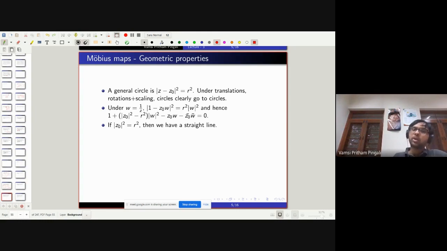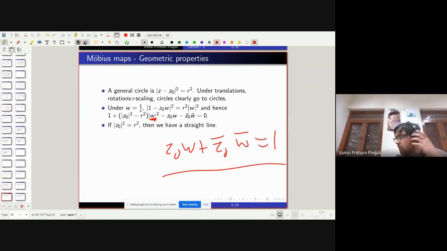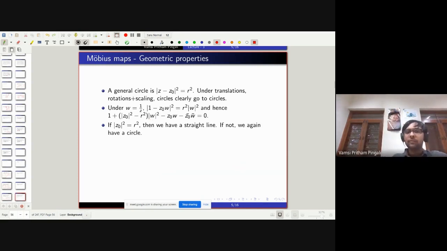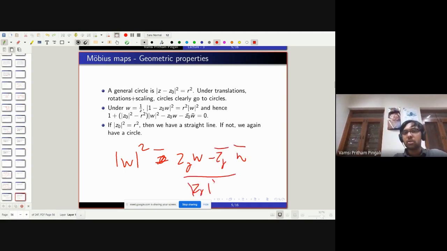So if mod z naught square equals r square, then this term goes away. Then you'll see that this is the case. And by what we just discussed, this is precisely the equation of a straight line. If not, we again have a circle, and the easiest way of seeing these things is you divide this beast by mod z naught square minus r square, write it as 0, and you complete the square.